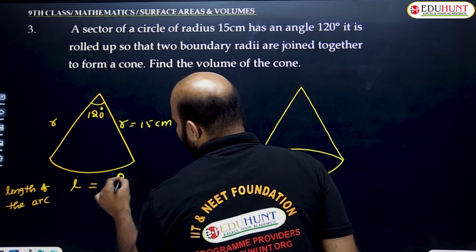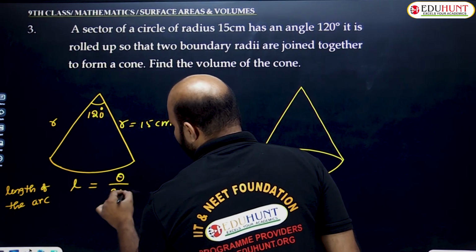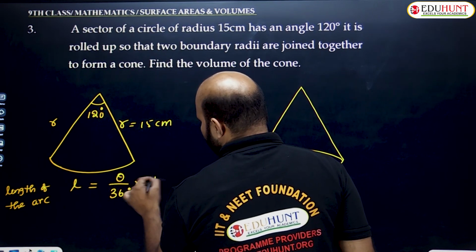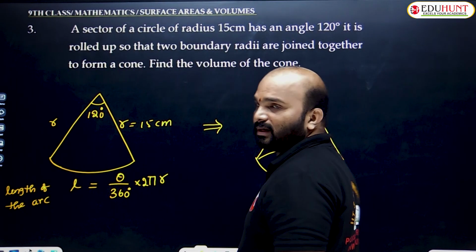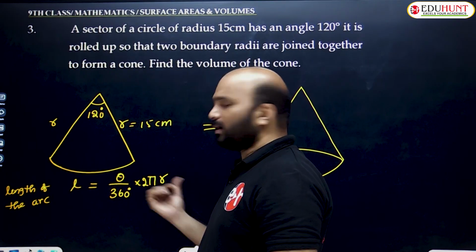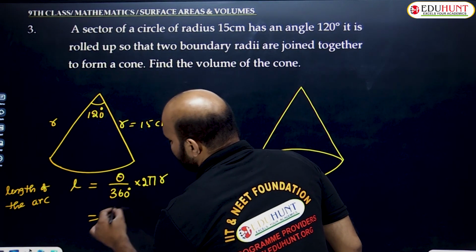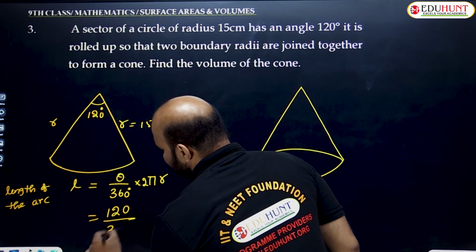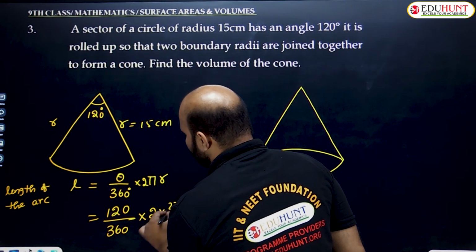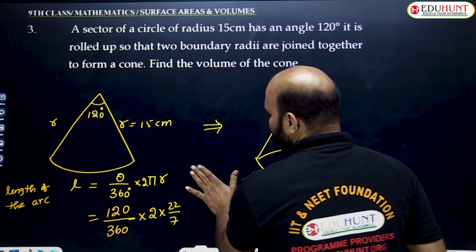L equals theta by 360 degrees into 2 pi r. It is one part of the circumference of the circle. So this is the formula. Length of the arc is theta by 360 into 2 pi r. So the theta value you know is 120 degrees, by 360, into 2 into the pi value 22 by 7 into r, or you can directly write pi.